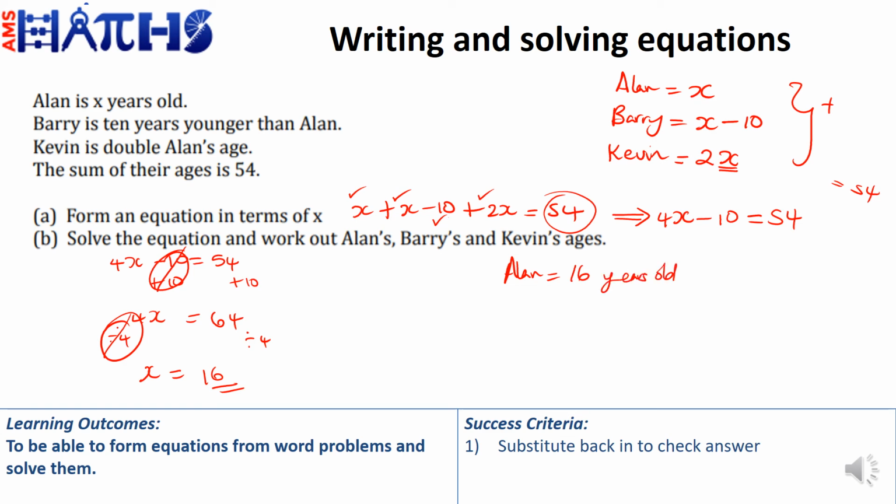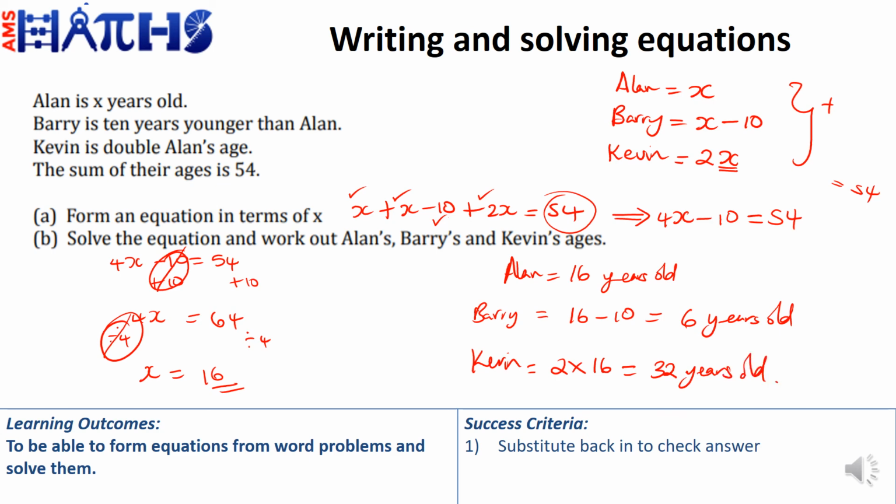Then Barry's age is going to be x minus 10, and we worked out x to be 16. So 16 minus 10 gives us 6. Therefore Barry is 6 years old. Finally, Kevin is twice Alan's age. Alan was x, so we do 2 times 16, which is 32. So Kevin is 32 years old. So we just build our equation based on the word problem given, and then we can solve the equation.